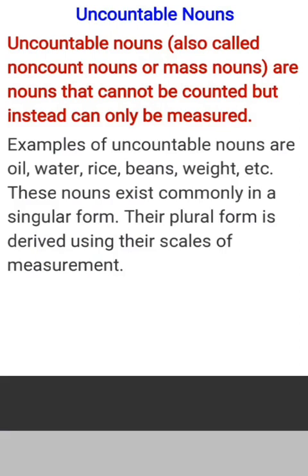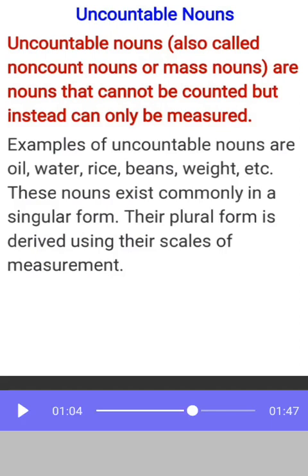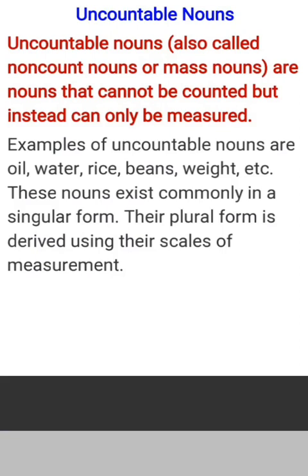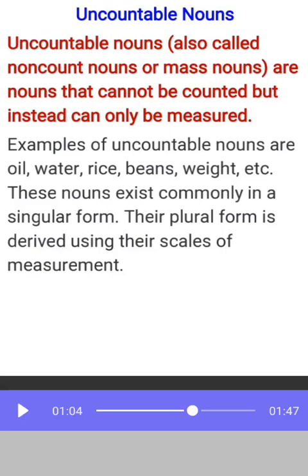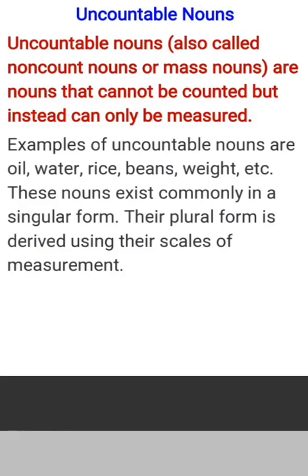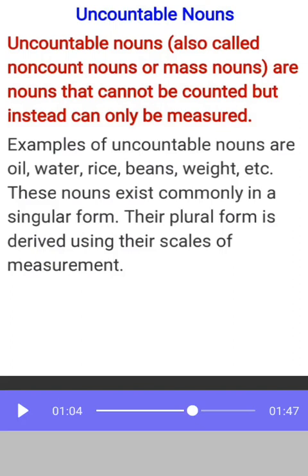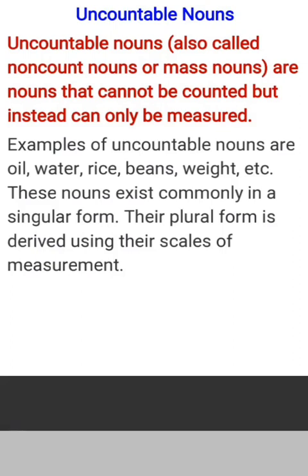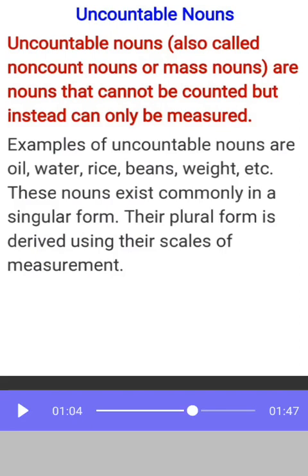Rice, you cannot count rice because it's abnormal to be counting grains of rice. Yes. And so we only measure rice, we measure beans, we measure weight, we don't count weight. And so examples of uncountable nouns are oil, water, rice, beans, weight, drinks like beer, beverages. Yes, we cannot count these things, and so they are uncountable nouns.